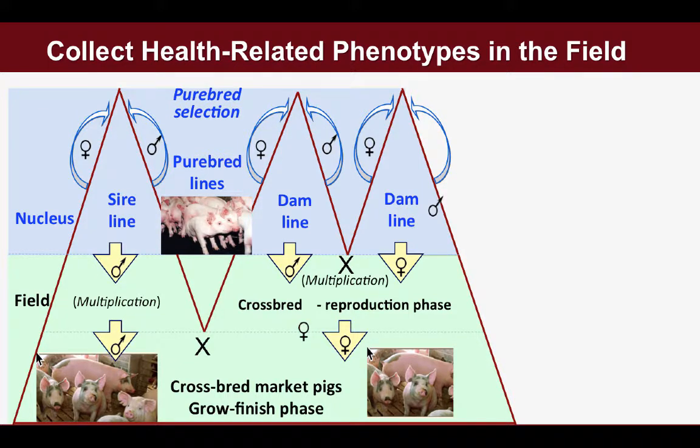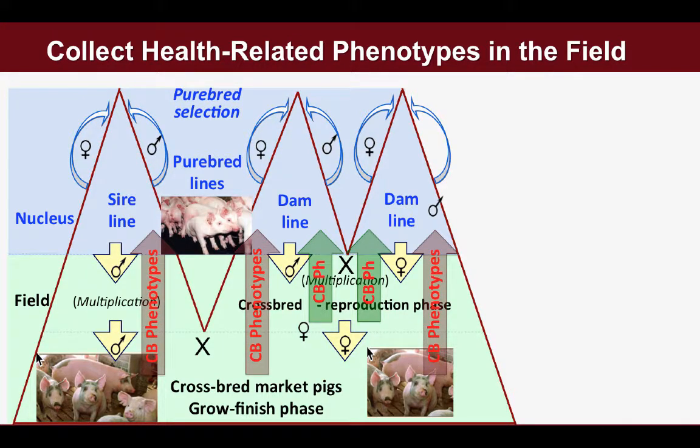Another strategy to obtain information on disease-related traits or on performance under disease is to record disease-related phenotypes on commercial animals in the field. So for reproduction-related traits, phenotypes would be recorded on sow herds, and for grow-finish-related traits, disease phenotypes would need to be recorded on finisher pigs. These phenotypes would then be used for genetic evaluation of animals in the nucleus herds.